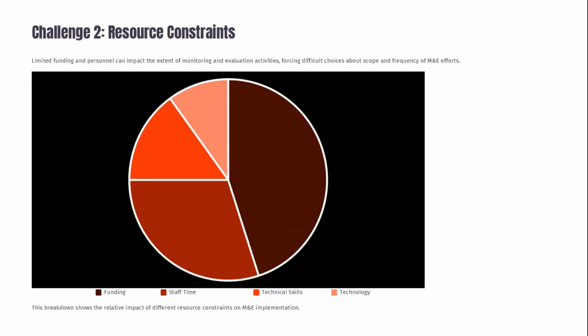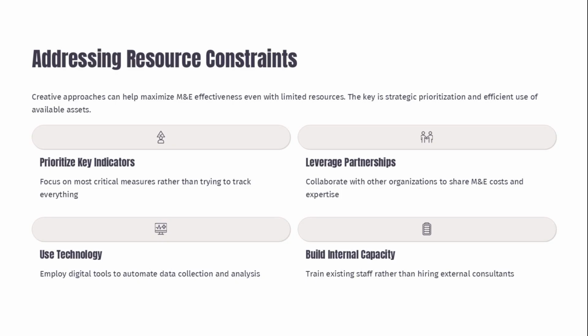Limited funding and personnel can impact the extent of monitoring and evaluation activities, forcing difficult choices about scope and frequency of M&E efforts. The breakdown shows the relative impact of different resource constraints on M&E implementation, including funding, staff time, technical skills, and technology. Creative approaches can help maximize M&E effectiveness even with limited resources. The key is strategic prioritization and efficient use of available assets.